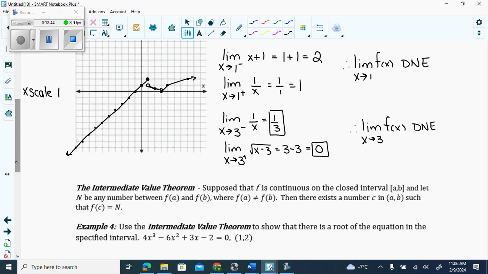Last thing we're going to do is the intermediate value theorem, which sounds excessively hard, and it's not. So don't let the theorem throw you off. The intermediate value theorem: suppose that f is continuous on the closed interval [a, b], and let n be any number between f of a and f of b, where f of a can't equal f of b, then there exists a number c in [a, b] such that f of c equals n.